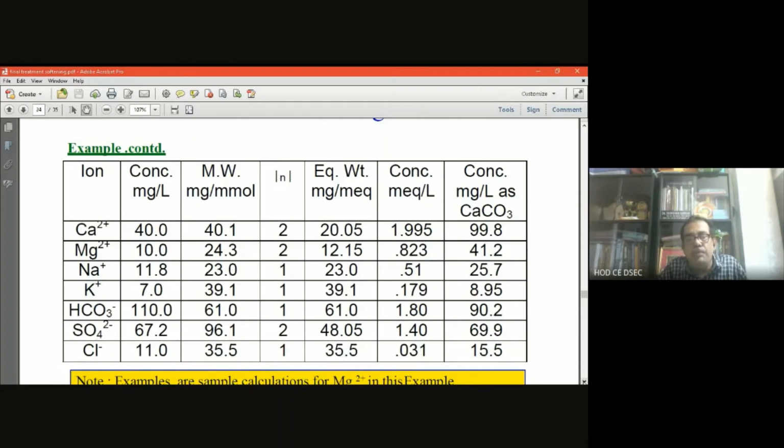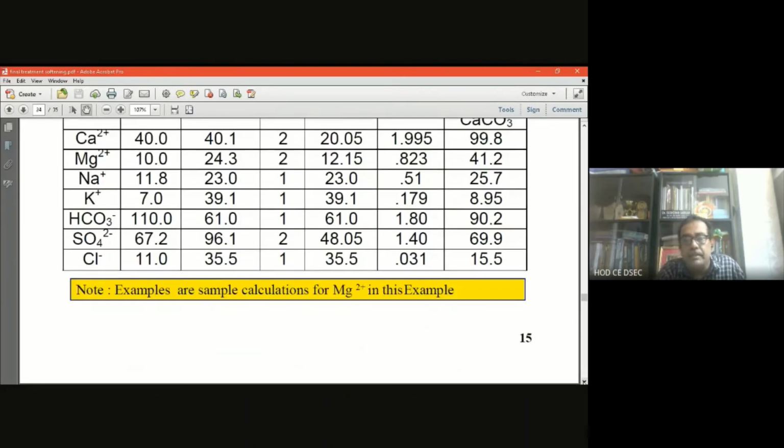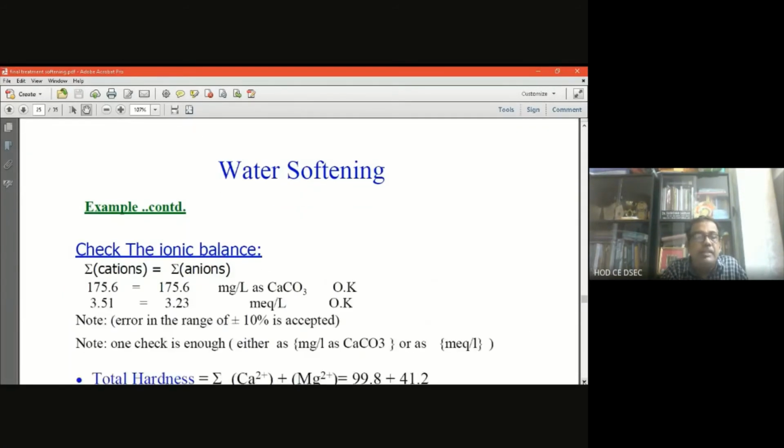So what have we come to know? When we express the concentration in terms of milli equivalent per liter, the concentration is simply divided by the equivalent weight. And when the concentration of the corresponding ion is expressed in milligram per liter as CaCO3, you have to multiply the concentration by the equivalent weight of calcium carbonate, that is 50, divided by the equivalent weight of the ion being considered. This is the fundamental principle of expressing the concentration of ions in different units. It will be very much required in this type of problem.